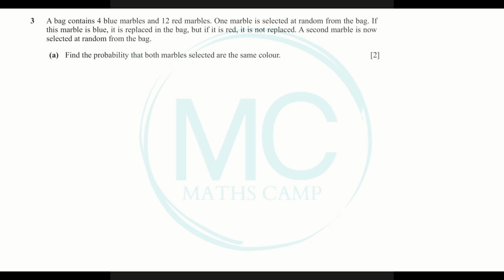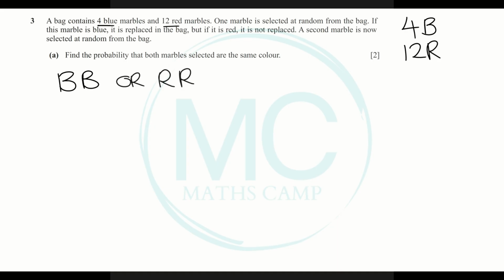Let's start here. If both marbles are the same color, we'll get a blue marble first and a blue marble second, or we could get a red marble first and a red marble second. The question tells us there are 4 blue marbles and 12 red, which gives us a total of 16 marbles.